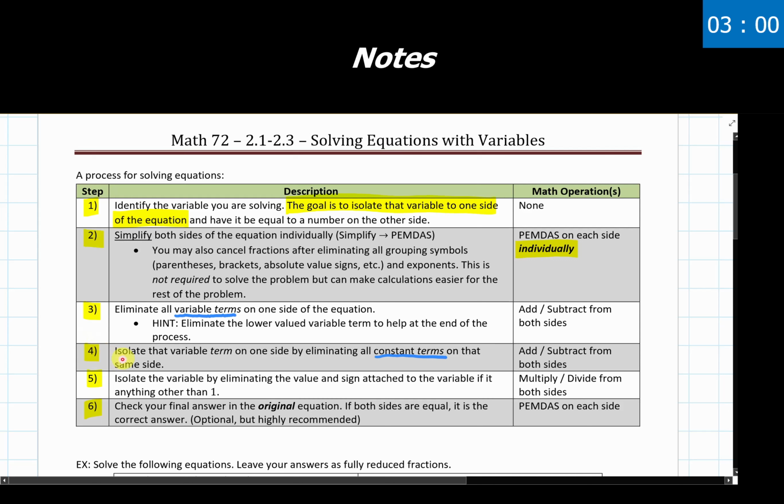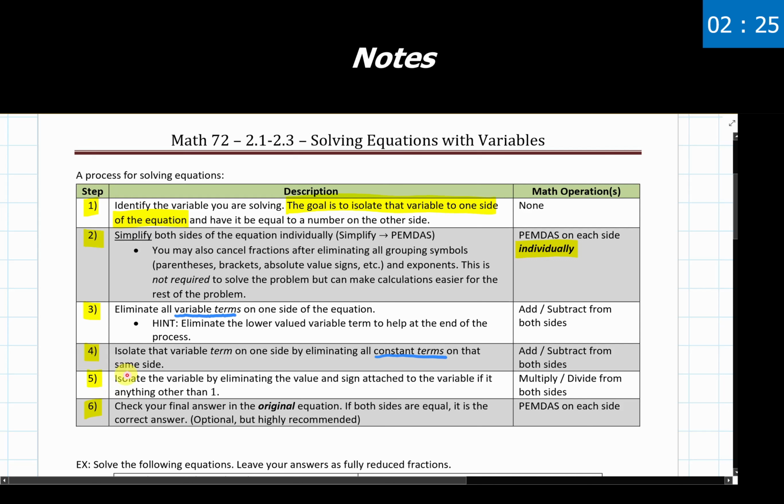Our fourth step then is to isolate the variable term on one side by eliminating all constant terms on that same side. We may need to do this, we may not need to do this. It depends on the problem and the numbers we've been given, but if it shows up like that, then we are going to need to do that. And again, with this one, we are going to add and subtract from both sides of the equation to get this desired result happening here. Once we've done this, we should have the variable term on one side of the equation.